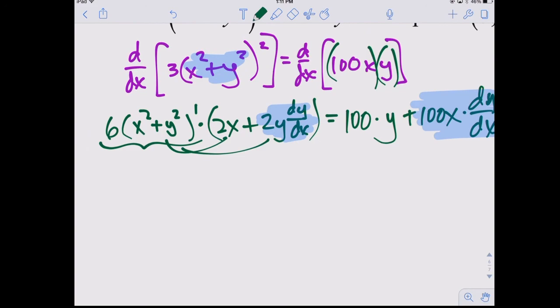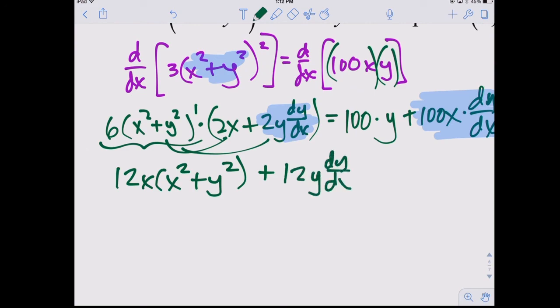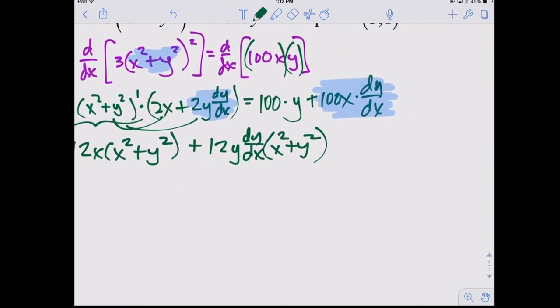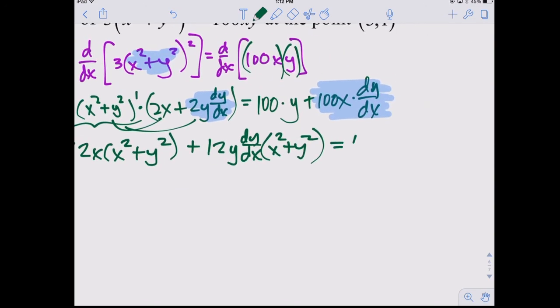So you're going to have 6 quantity times 2x. That's going to be 12x times the quantity. And there's no need to distribute that. And then you're going to have 6 quantity times 2y dy dx, which will be 12y dy dx times the quantity. So I'm just leaving that x squared plus y squared acting as a single factor unit. And then, of course, over here you get 100y plus 100x dy dx.